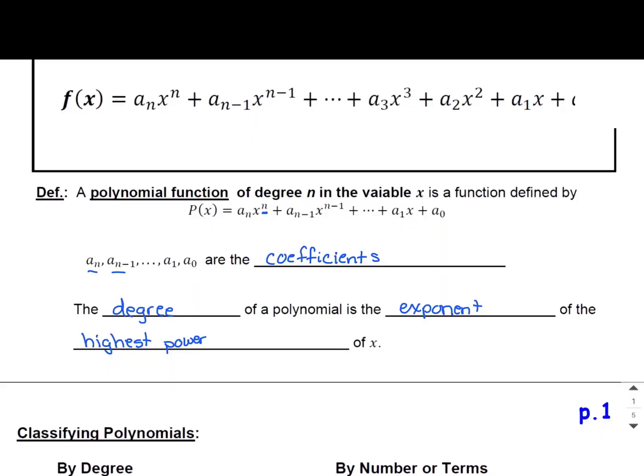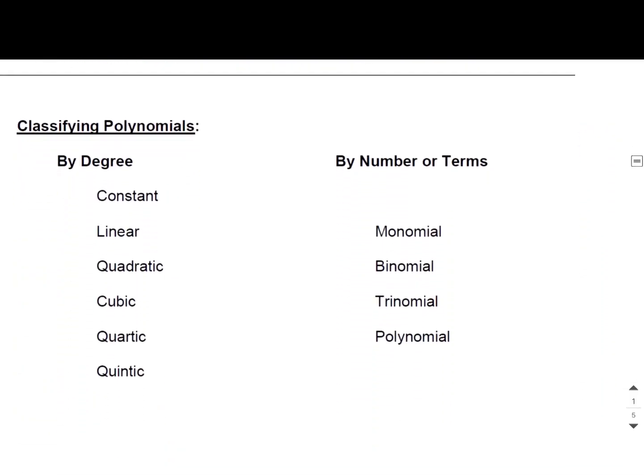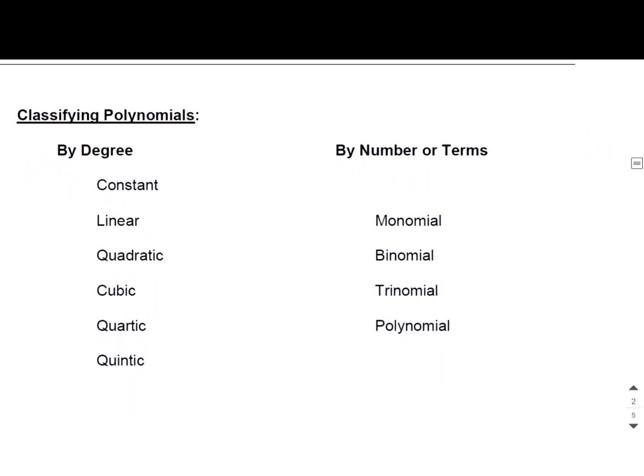Okay? Now we can classify polynomials two different ways. We can classify by degree, which we just said is the highest power of x. So a constant polynomial, the highest power of x is 0. So all that's going to be is a number. Okay, so an example would be y equals 5. That horizontal line, that's a constant function.